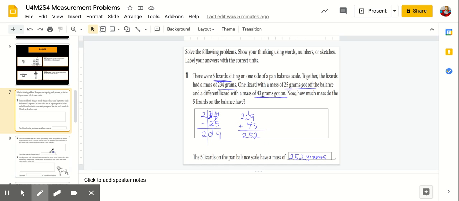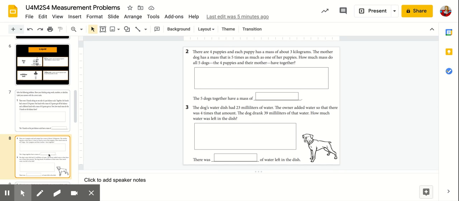All right, so let's go on to the next slide that's still on your page, 124. There are 4 puppies, and each puppy has a mass of about 3 kilograms. The mother has a mass that is 5 times as much as one of her puppies. How much mass do all 5 dogs, the puppies and their mother, have together?